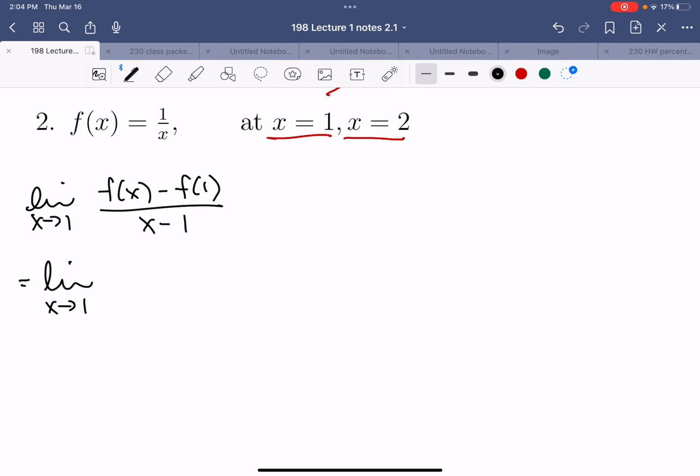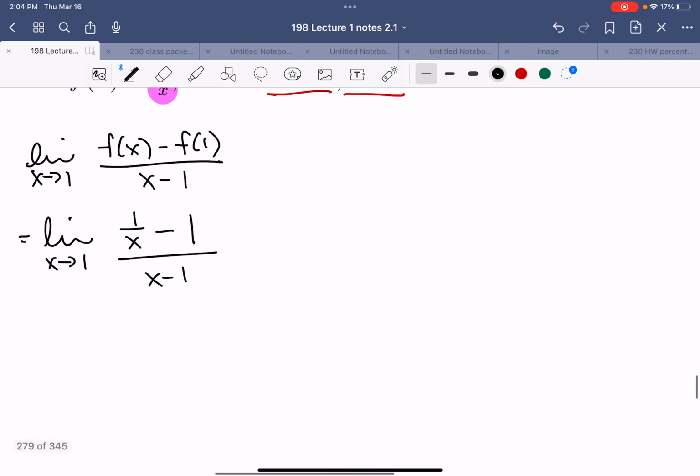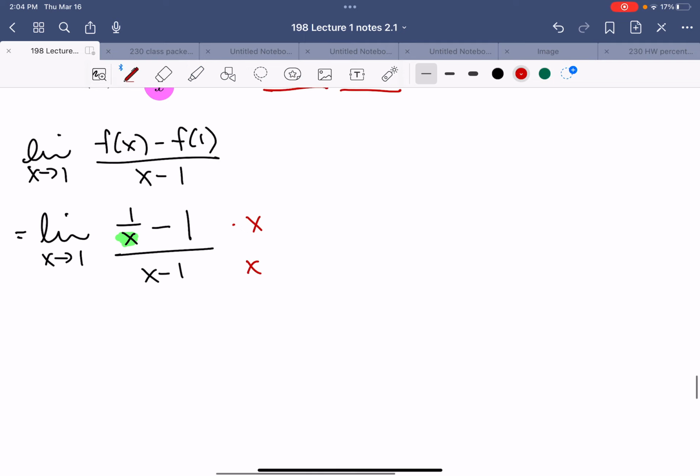And I replace f of x with the function that's written. So that would be this one. So that's 1 over x minus, and then f of 1 just means plug 1 in for x. So if I plug 1 into the purple one there, 1 over 1 is just a 1. And I have x minus 1 on the bottom. Okay. In order to clear my fractions, I'm going to multiply by the x that is this little denominator right here. Right? So if I multiply by x, that'll clear out that denominator.